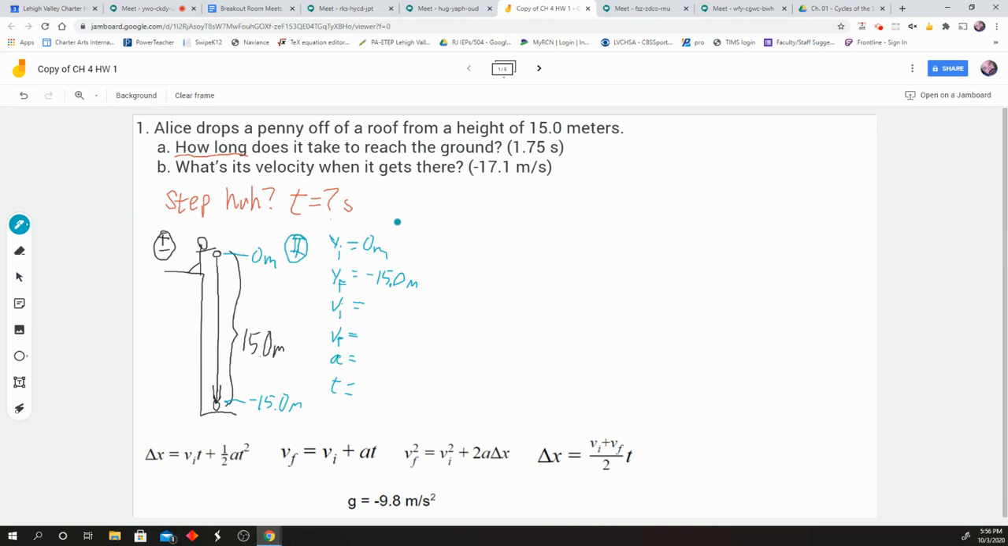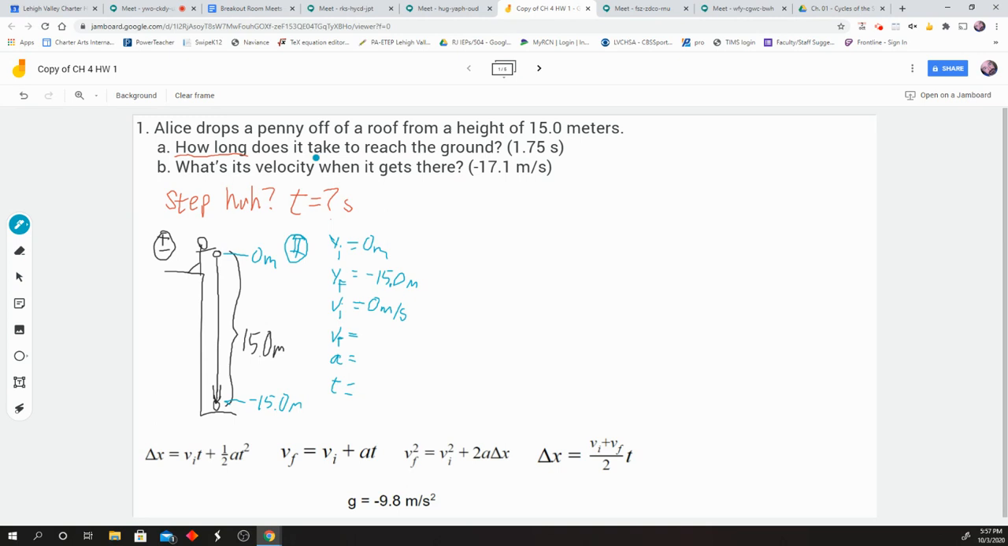Okay, so v initial. How fast is the penny moving at the beginning of the situation? Well, Alice has just dropped it, so it's not moving at all at the beginning of the situation. Notice if we look at the sketch, there are no speed lines. So v initial is 0 meters per second. This is very common in these kinematics problems.